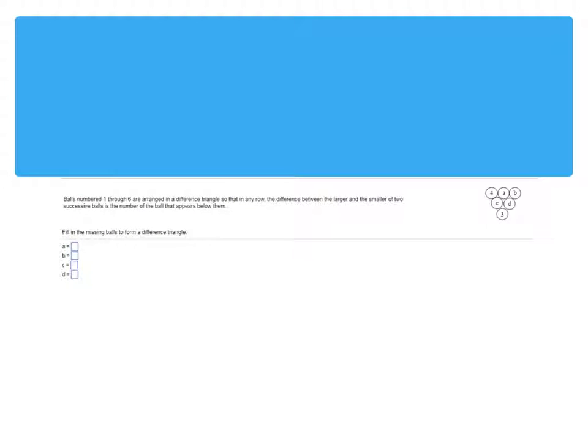So let's look at one of your homework problems. It says balls numbered 1 through 6 are arranged in a difference triangle so that in any row, the difference between the larger and the smaller of the 2 successive balls is the number of the ball that appears below them. So what I want you to do is just look here on the bottom.